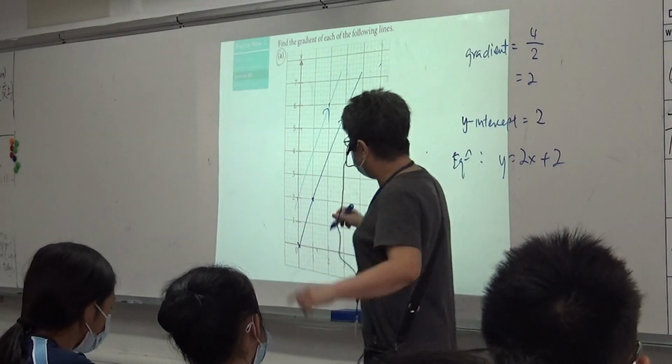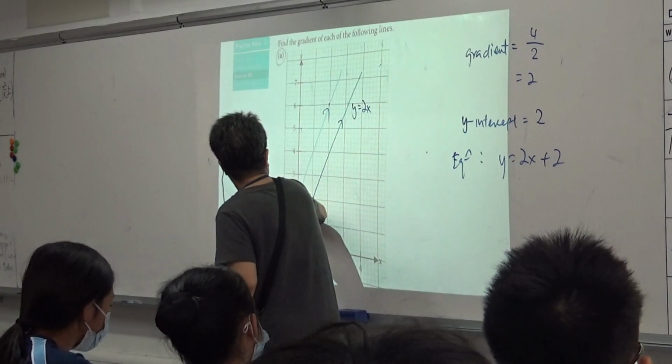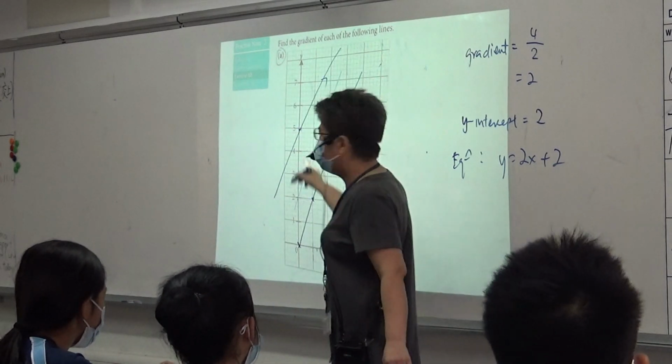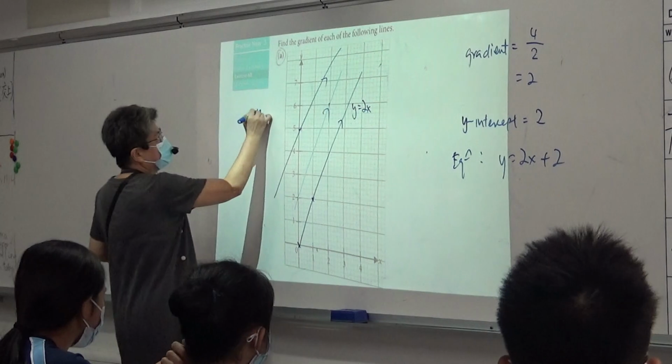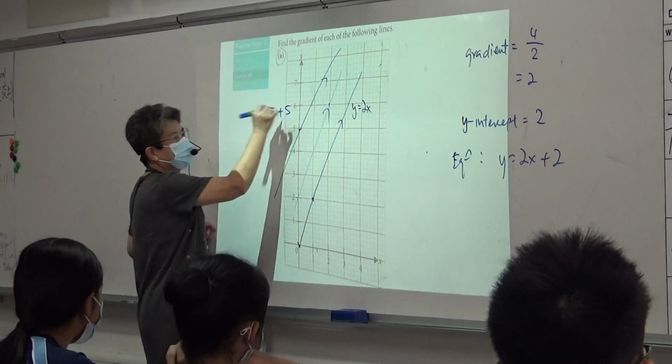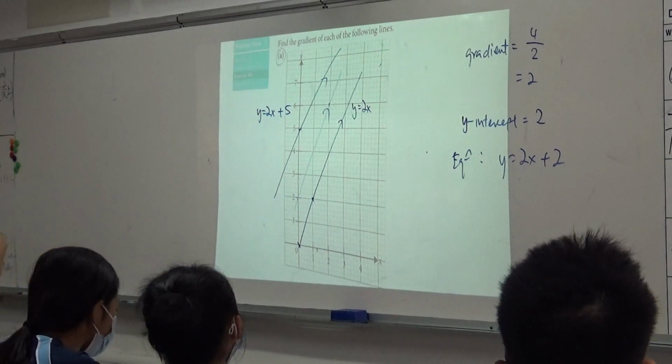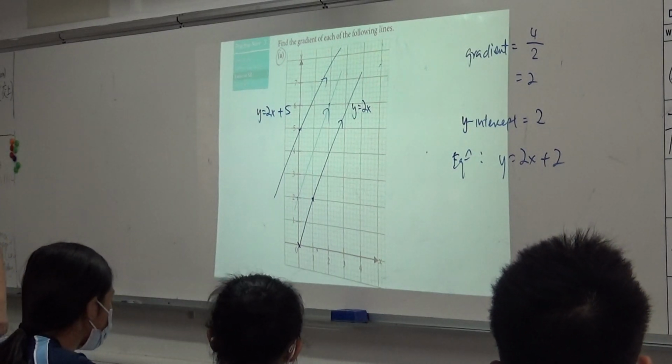Are you clear? Okay. I have another line, parallel, passing through 5. What will be this equation? Y equals to 2x plus 5. So that's how you can think further. Everybody clear with what I'm saying? Can? Yes, I said.